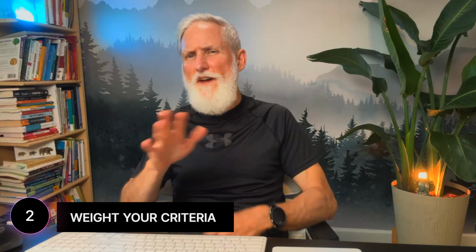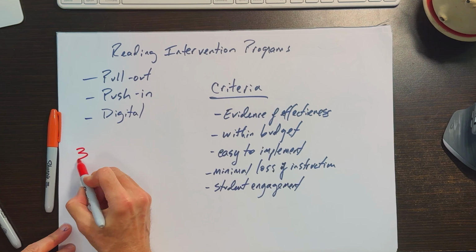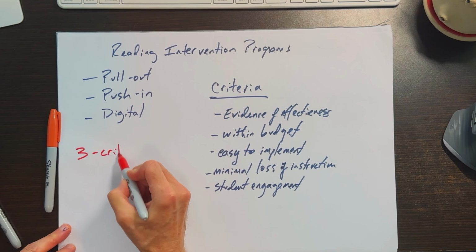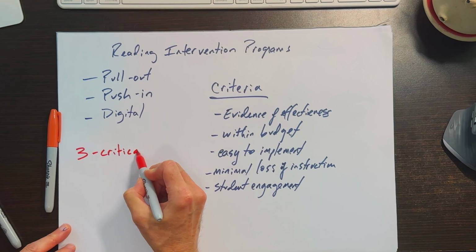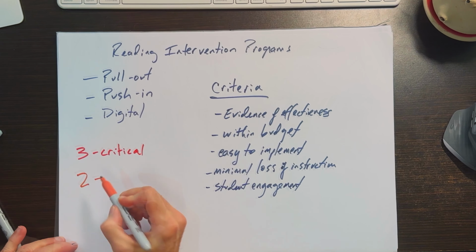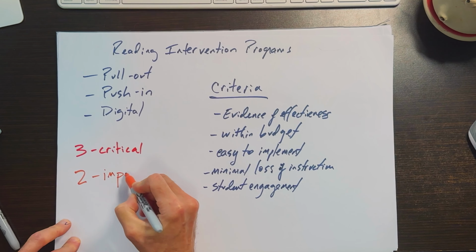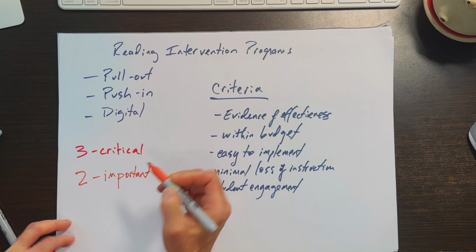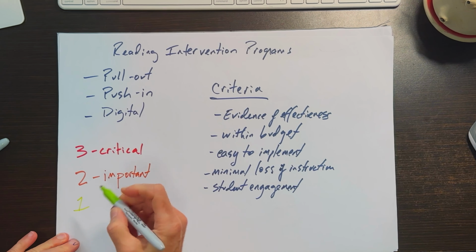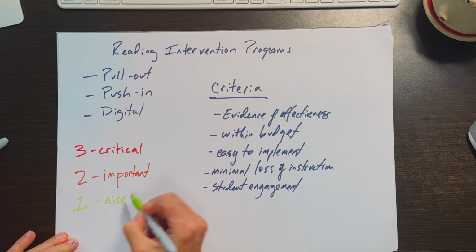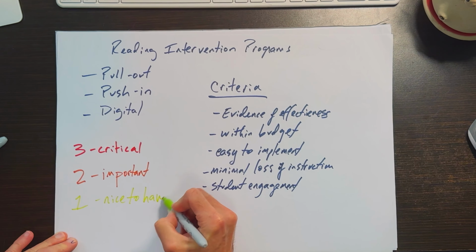Step 2, weigh your criteria because not everything matters equally. 3 is critical. 2 is important. And let's just say 1 is nice to have.